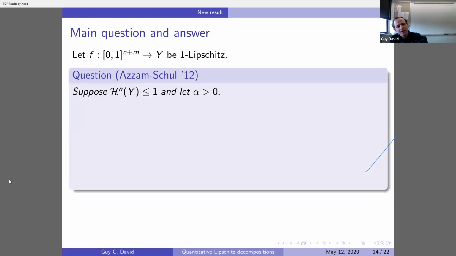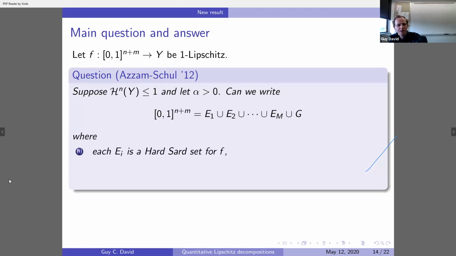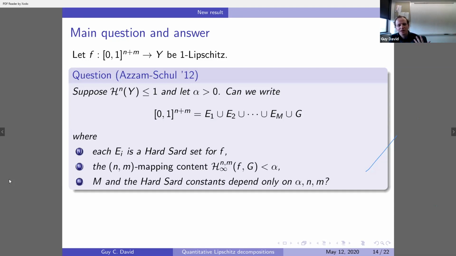And they asked, okay, suppose you have a mapping from R^(n+m) into an n-dimensional metric space. You have an error alpha. Can you decompose your domain into a finite number of pieces plus a garbage set, such that your mapping looks like a projection on each piece and the mapping content of the garbage set is small? So you cannot replace this by the size of the image. That's what Kaufmann says. But you can ask, all right, maybe you can make the mapping content as small as you want.